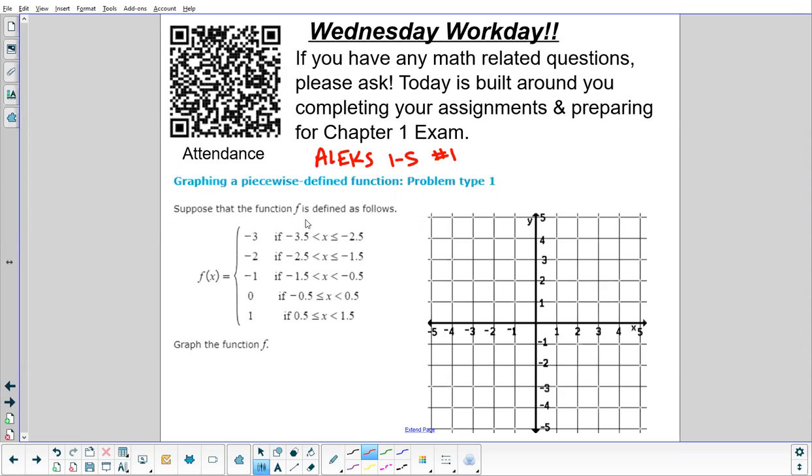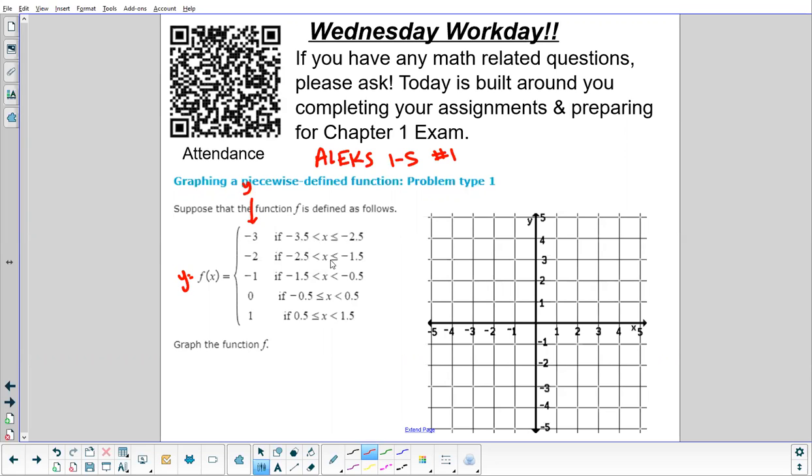And it says suppose f is defined as follows, and we have to graph the function f. So here's how it's defined. Now remember, f of x is the same thing as y. We say f of x represents y. And so these are the y values here.